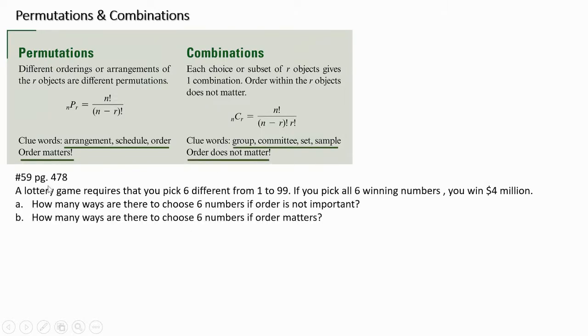This is number 59 from page 478. A lottery game requires that you pick 6 different numbers from 1 to 99. If you pick all 6 winning numbers, you win $4 million. How many ways are there to choose 6 numbers if order is not important? So this is going to be a combination, because the order is not important. So how many are there? 99 numbers, so it's going to be 99 combination 6, and that's your answer.